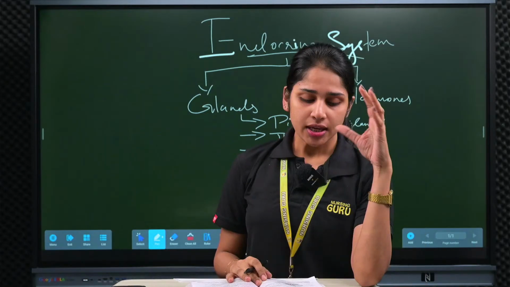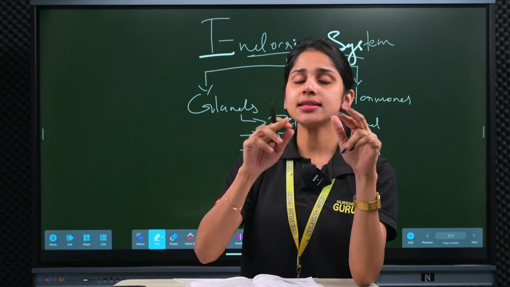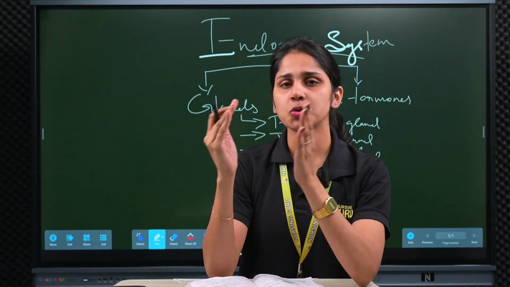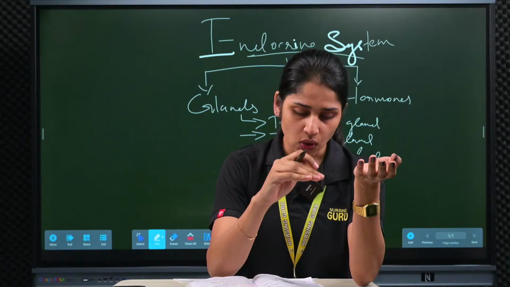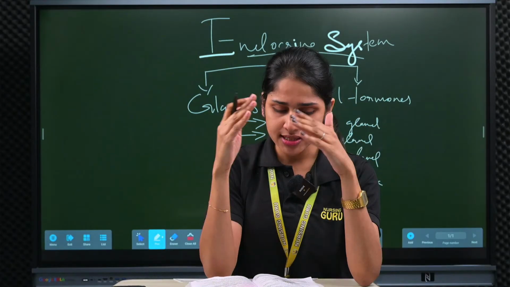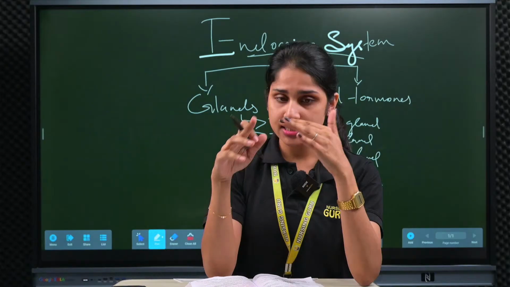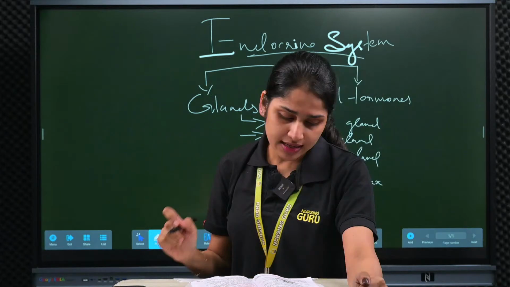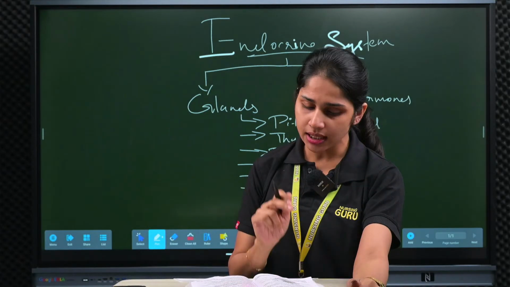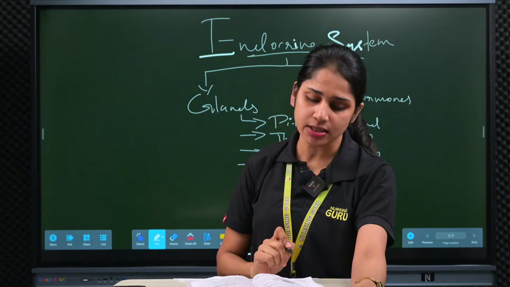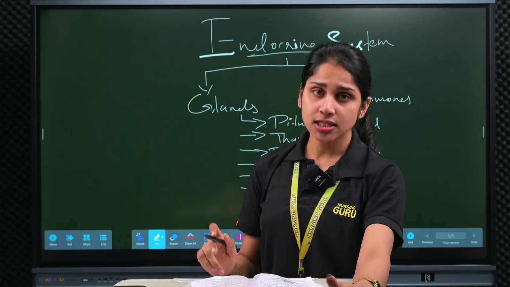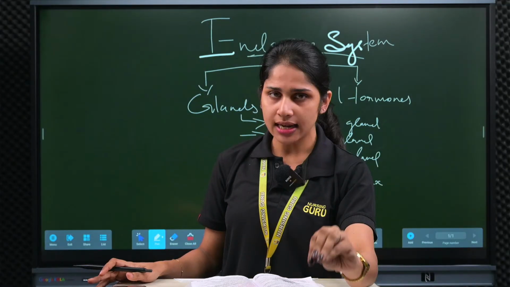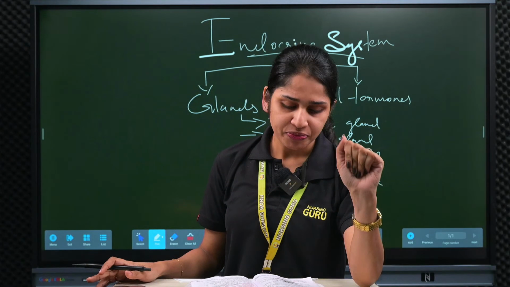It is mainly divided into two parts, anterior and posterior. The anterior is the larger side and the posterior is the smaller side. The anterior again has three parts: pars distalis, pars tuberalis and pars intermedia. These are the three parts which come under the anterior pituitary. So what is the anterior pituitary? It is 75% of the total weight of the gland, the largest part, and it is divided into three parts.